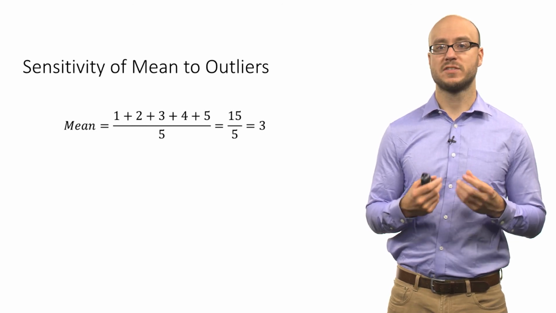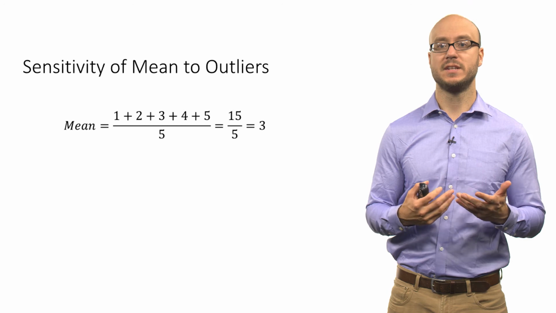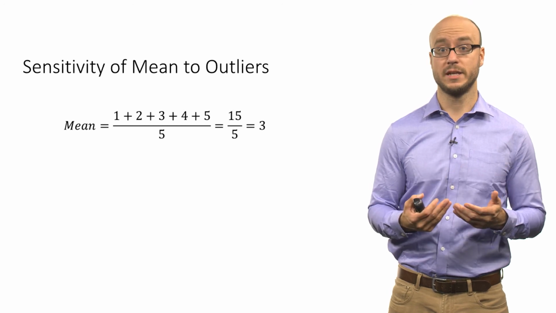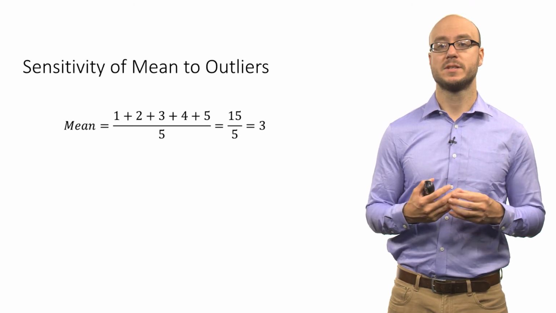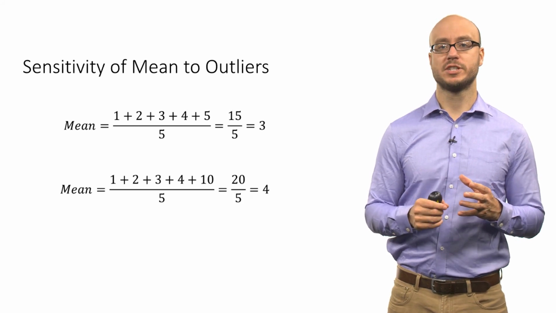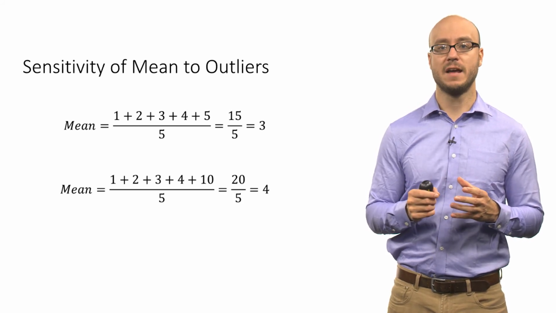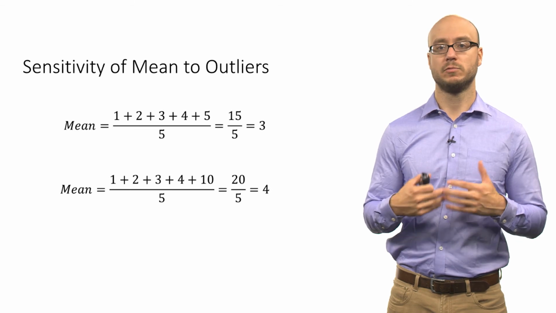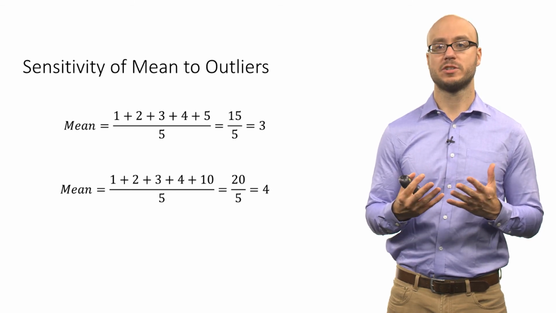So the average of this first little data set is 15 divided by 5, which is simply 3. So that's the mean of this set of observations. Now what happens if we just take that last value of 5 and just double it? Okay, we're just making it a slightly larger value.